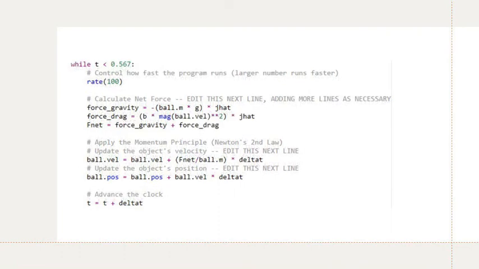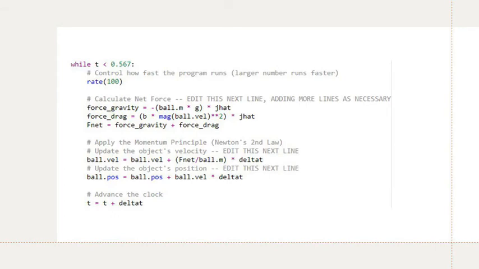In this particular calculation loop, I included the drag force, which takes the proportionality constant B times the magnitude of the velocity squared times the vector in the y direction. And then our net force will be equal to the force of gravity plus the drag force, which would be acting in opposite directions. And then I use the velocity and position update equations to calculate the velocity and position over time.